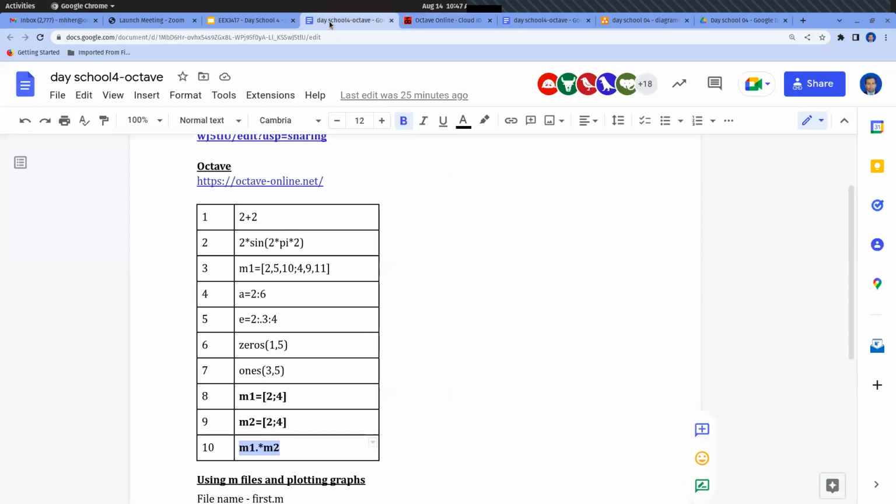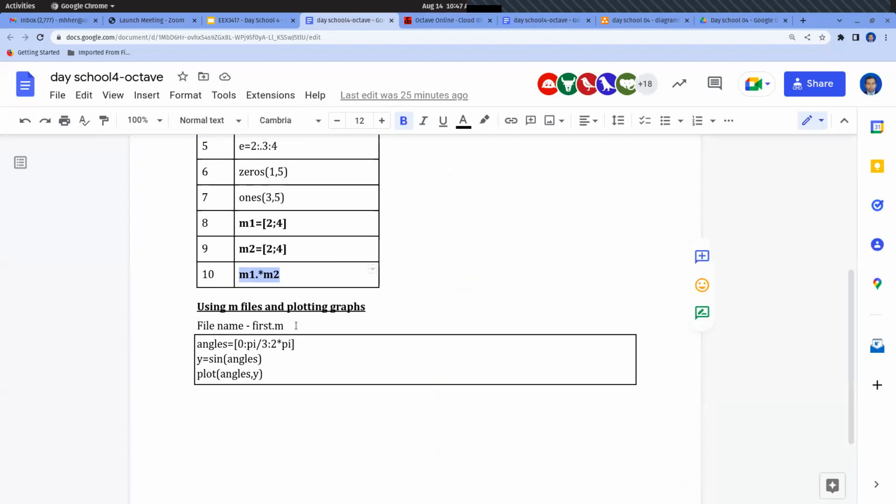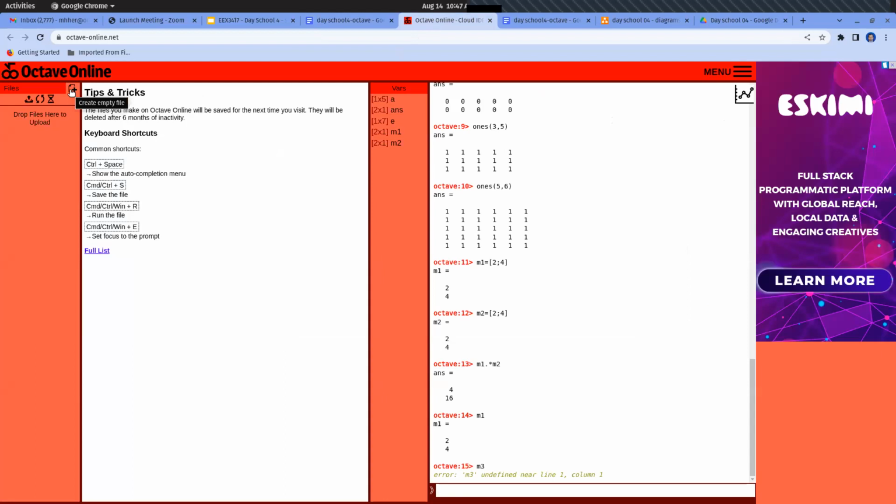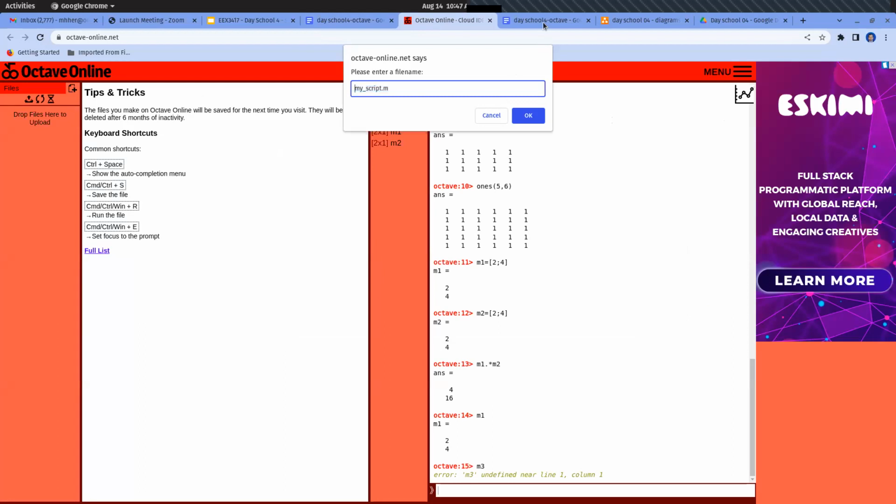And then, using a file name, I will put these commands in first.m. I will create a file called first. This is the name I will put: first.m. In Octave and MATLAB also, all the files have the extension .m.